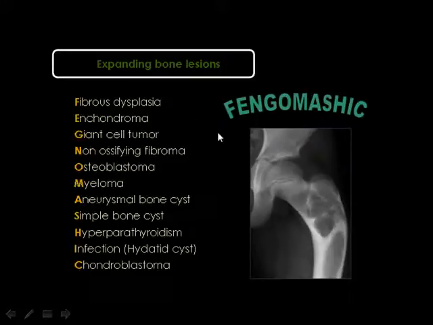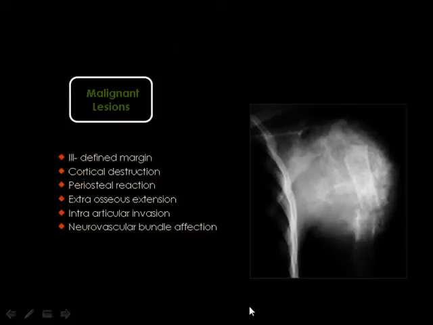And this is the list of the expanding bony lesions all over the skeleton, and can be remembered by this abbreviation, which is known as phygnomachic. And phygnomachic stands for these: fibrous dysplasia, enchondroma, giant cell tumor, non-ossifying fibroma, osteoblastoma, myeloma, aneurysmal bone cyst, simple bone cyst, brown tumor of hyperparathyroidism, hydatid cyst, and chondroblastoma. And you know, some of these are not bone tumors.